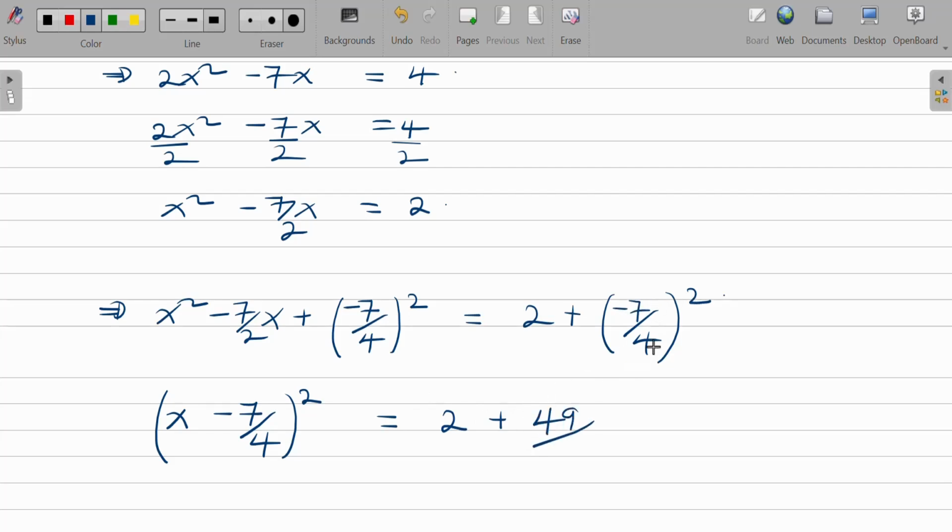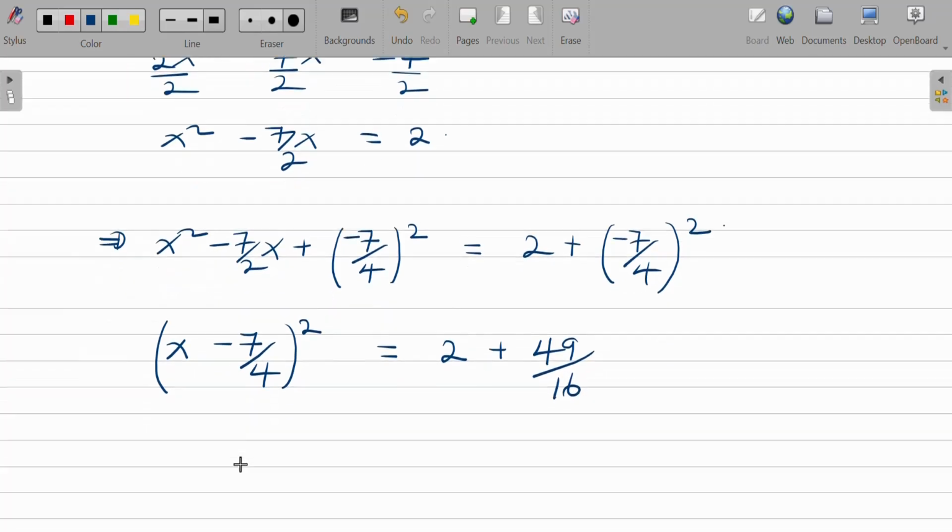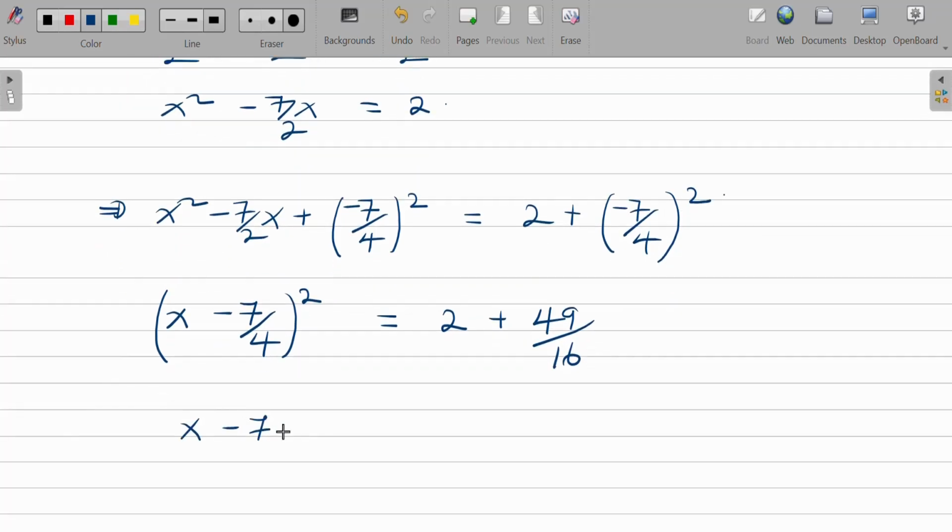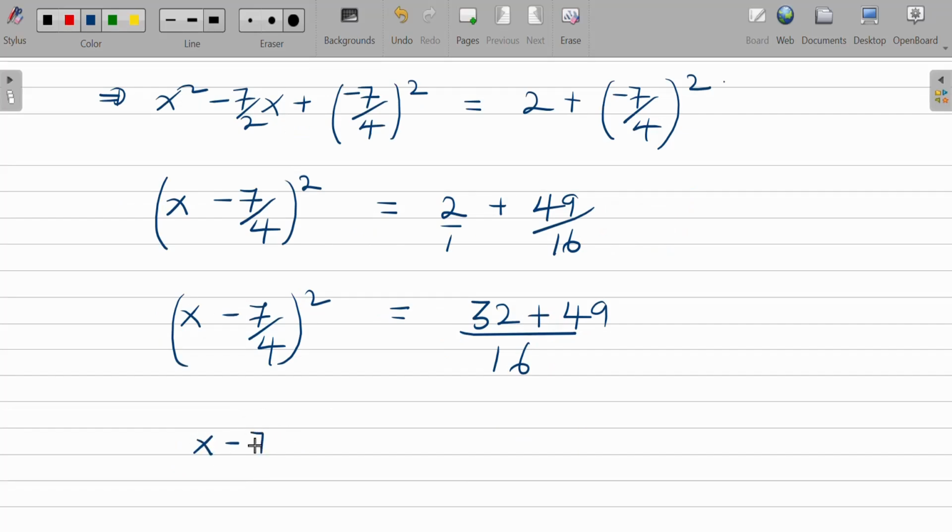As we simplify the expression on the right hand side, we are having x minus 7 out of 4 squared equal to, so here we have divided by 1, the LCM is 16, then 16 divided by 1 we get 16, then multiply by 2, we are getting 32, plus 16 divided by 16, we get 1, multiply by 49, we are getting our 49. We have now x minus 7 out of 4, the whole of it squared, equals 81 divided by 16. The next step is to take square roots on both sides.